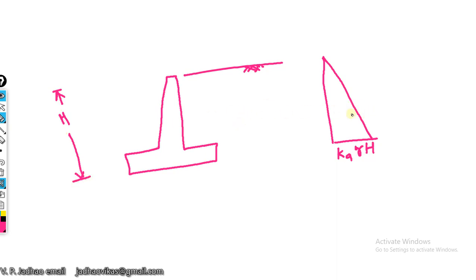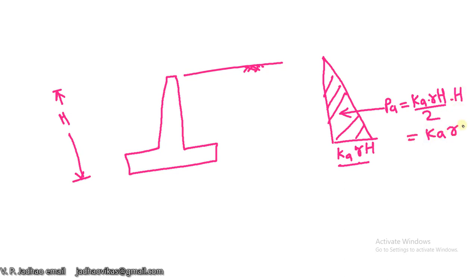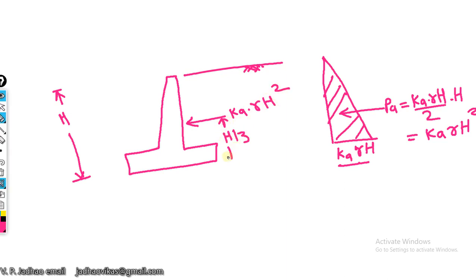Now the pressure developed will be Pa. This will be equal to the area of this triangular portion, so half into this Ka gamma H, multiplied by the total height, so this will be equal to half Ka gamma H square. So this lateral earth pressure will be acting here, and it is acting at a distance h by 3 from the base.